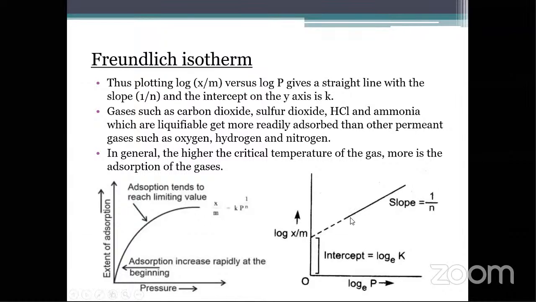And if we extrapolate this straight line, it will intersect the y-axis, and from that intercept value you will get the value of k, and from the slope value you will get the value of n. So these both constants k and n can be calculated from this curve, which you have to draw by taking log p on the x-axis and log(x/m) on the y-axis.